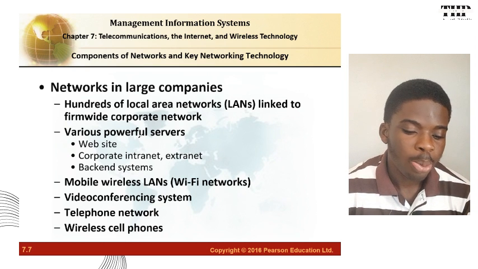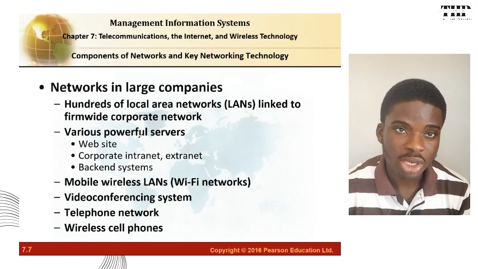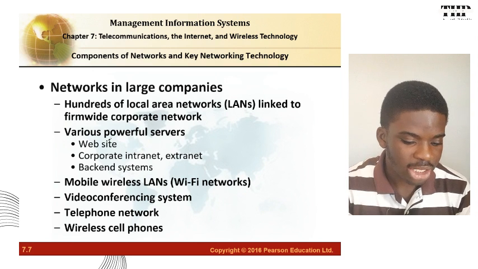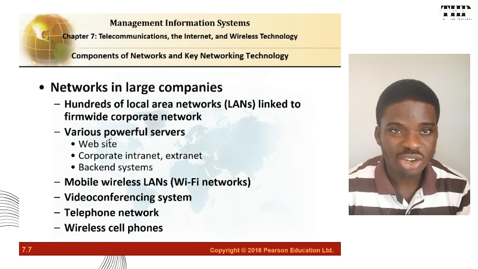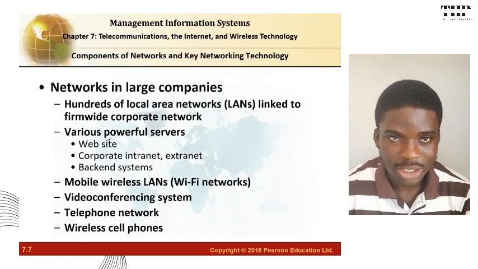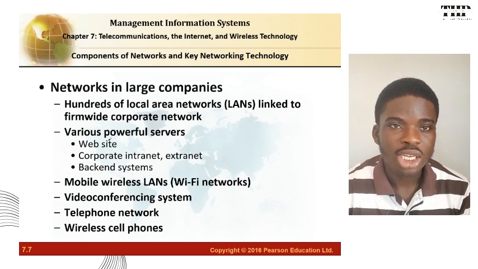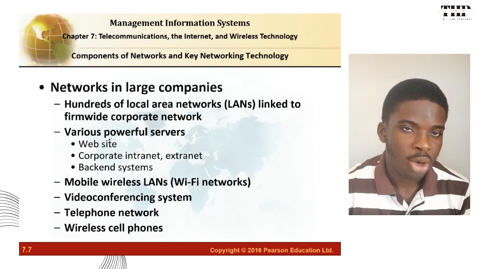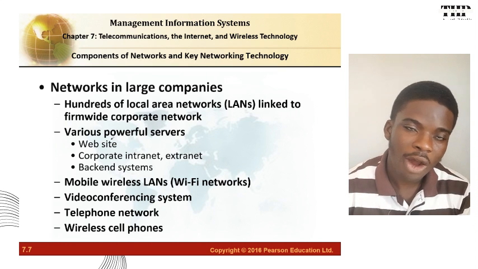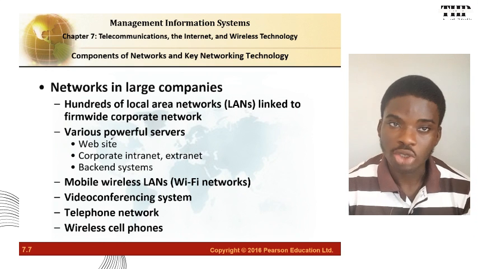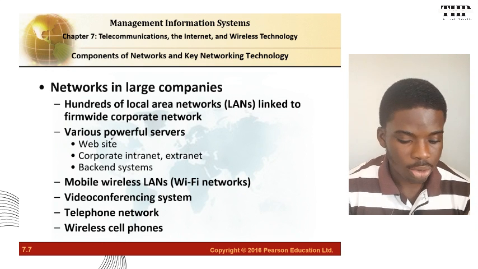Now, various powerful servers. This is another point on the networks in large companies. In these large companies too, there are powerful servers, right? Such as websites, corporate intranet and extranet. Intranet and extranet are the same as the internet, but with an intranet, the company or firm will personalize it and only give access to people inside the organization. With the extranet, it gives access to people inside and outside the organization, right? Outside the organization, we speak of individuals like suppliers, customers, and other relevant people.